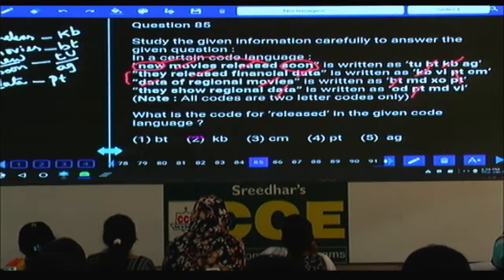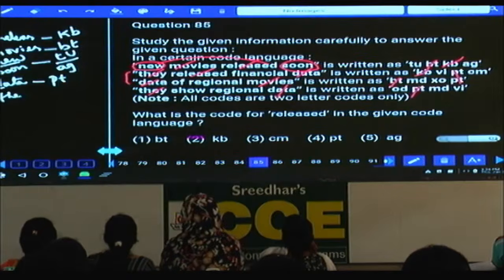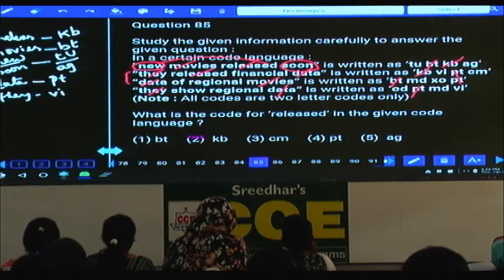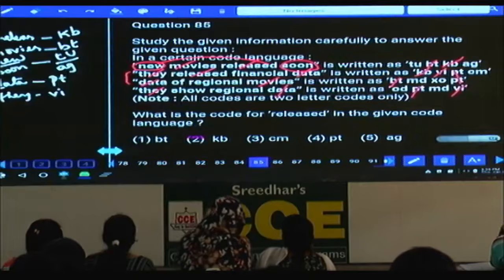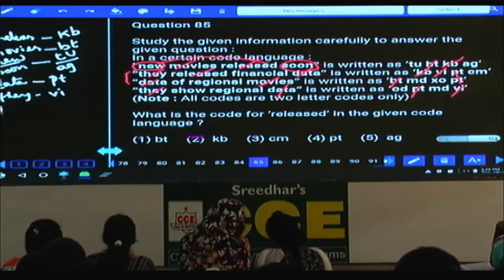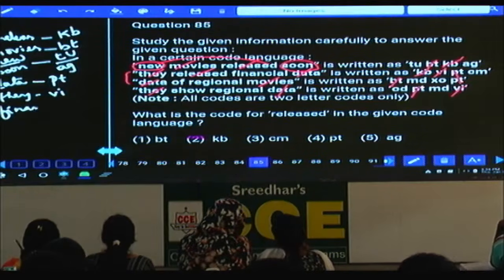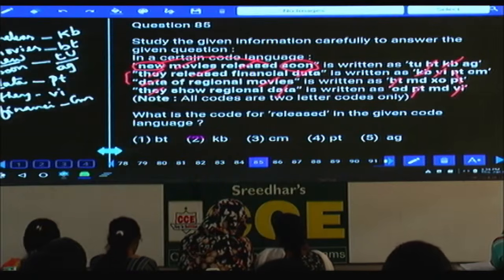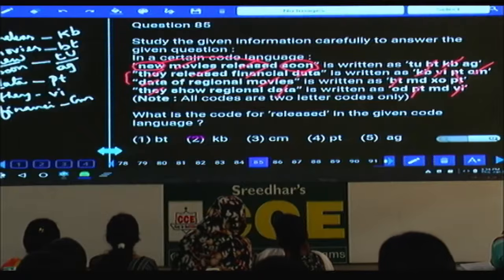Compare the second and the fourth. They is the word which is common between these two. And what is the only code which is common here? VI. VI is common, hence the code to the word they is VI. They is VI. Then in the second one, what is the word left over here? Financial. As financial is the word left over, what is the code left over here? CM. The code to the word financial is CM.